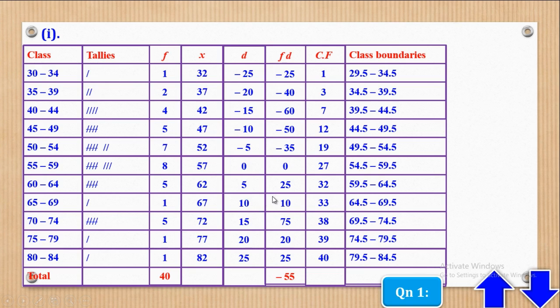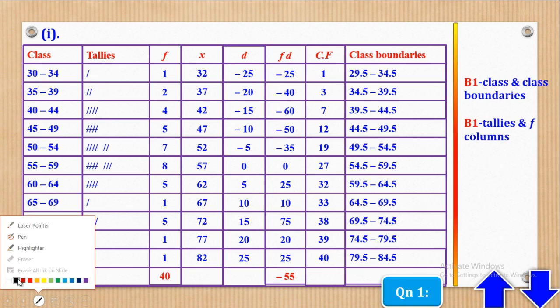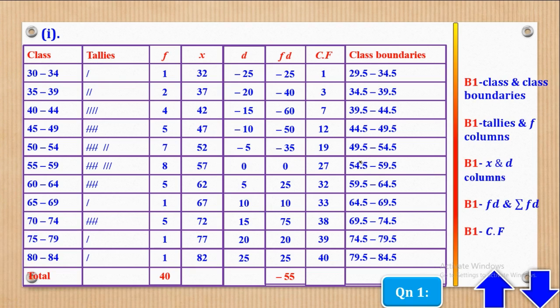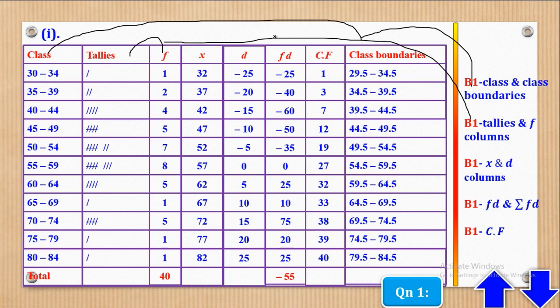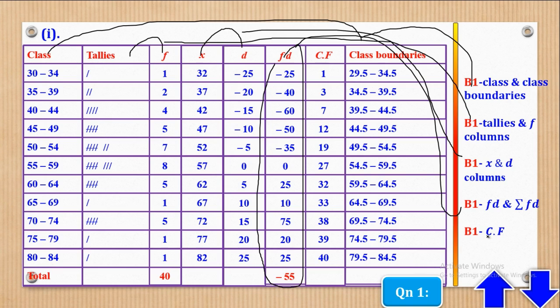So before we go to the next slide, let's see how marks can be awarded for this slide. B1 will be for these two, the class and the class boundaries columns. Then tallies and frequencies, you get another B1. Then X and D, this other B1. And the values of FD together with the total, that is also another B1. And lastly, the values of CF will be another B1. So basically 1, 2, 3, 4, 5 marks were for this slide.